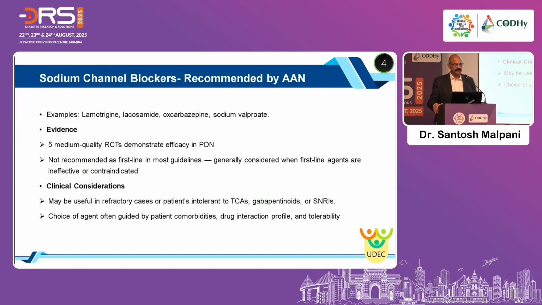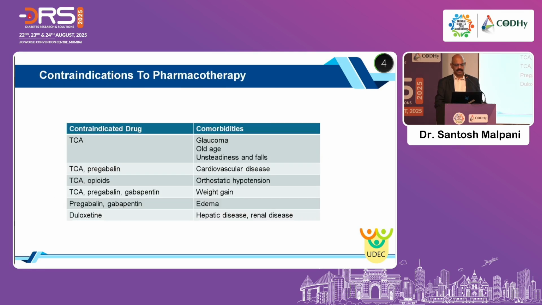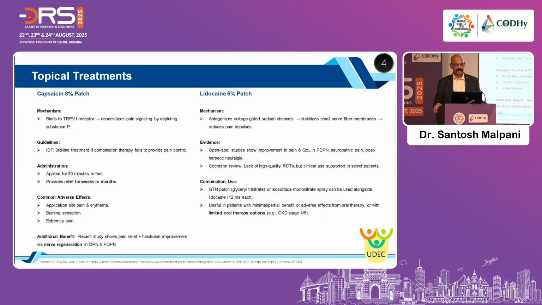Sodium channel blockers, in particular the oxcarbazepine, which is used in our area, and the sodium valproate can be used, but it is a recommendation only by one association, that is American Association of Neurologists. You should watch for glaucoma, old age, then unsteadiness of gait, falls, orthostatic hypotension, weight gain, edema, hepatic disease and renal disease before you start all these drugs. That is very important, because orthostatic hypotension is very common with the TCAs and opioids.